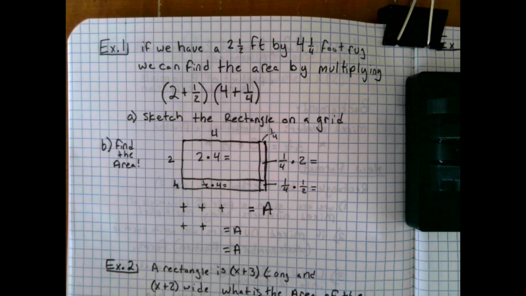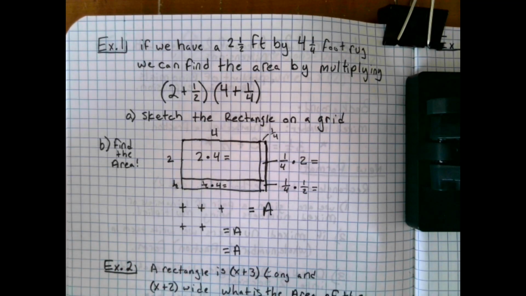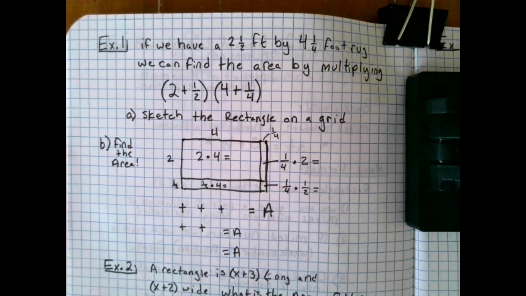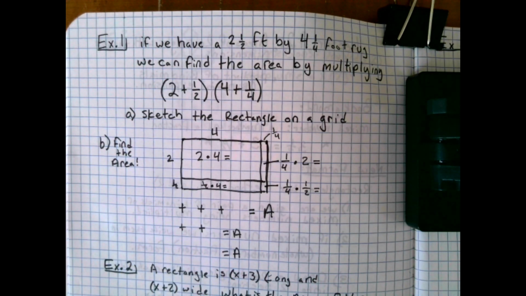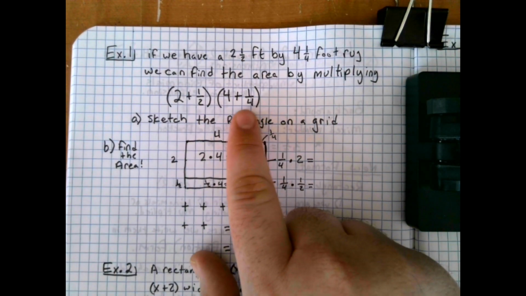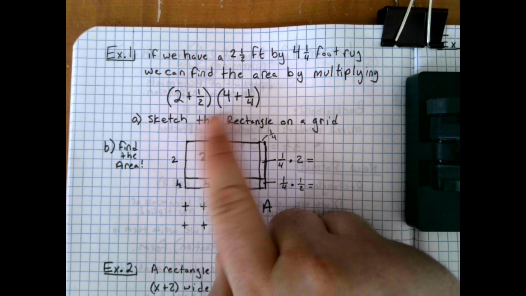Alright, so we've got our notes in our notebook for our new format. Now we're going to get started on examples. Example 1 says that if we have a 2.5 foot by 4.25 foot rug, we can find the area by multiplying 2 plus 1/2 times 4 plus 1/4, and that, we'll notice, satisfies step 1 and step 2 of the rectangle method. Now we've got our two sets of almost binomials, which are mixed numbers written in whole number plus fraction form.